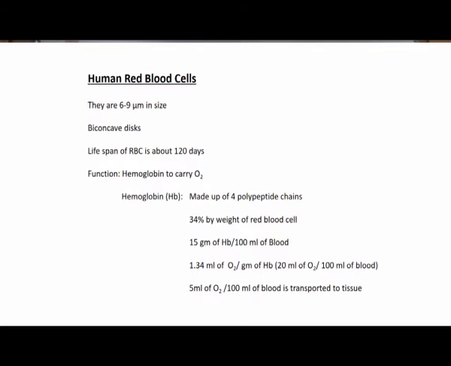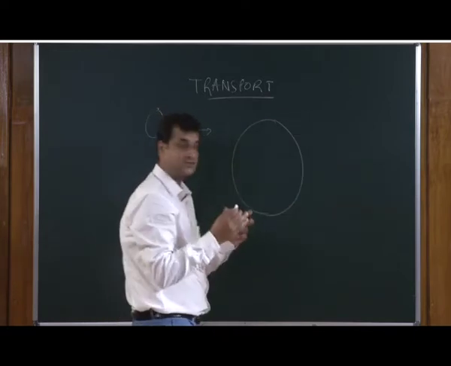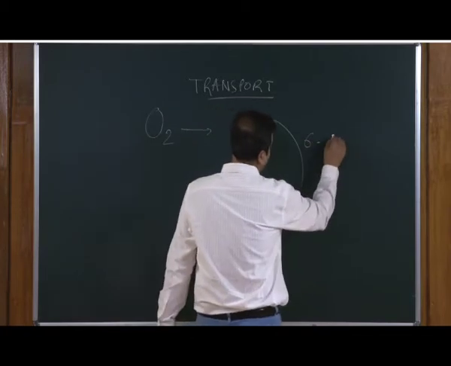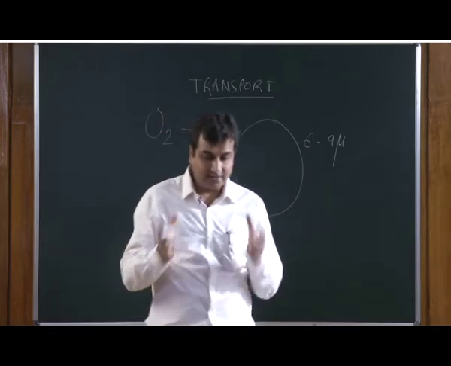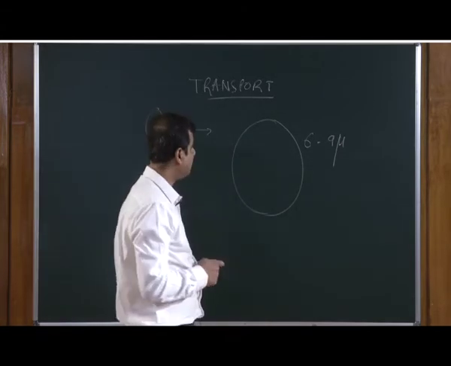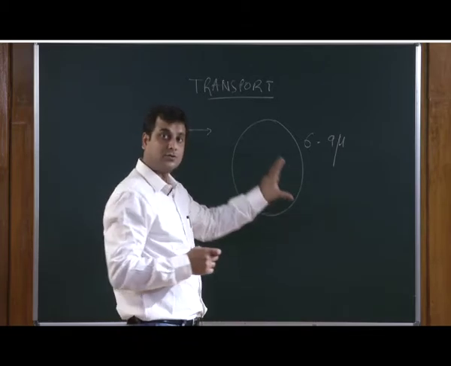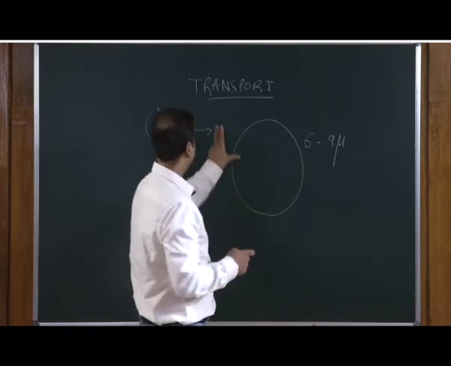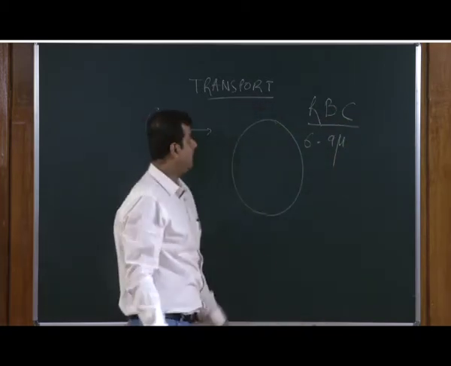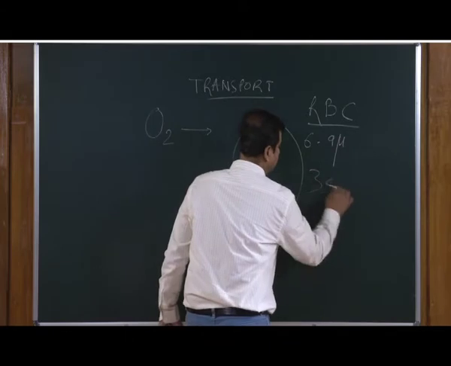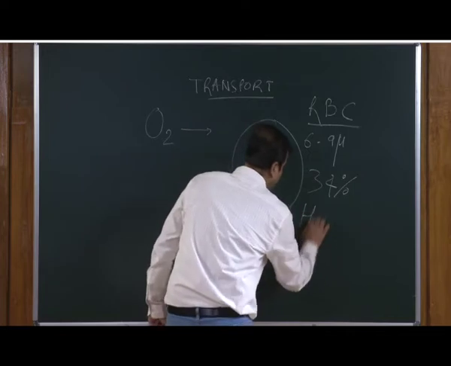This red blood cell is biconcave in nature, approximately 6 to 9 micron in diameter. So, 6 to 9 micron is the size of a human red blood cell. Approximately 34% of the total weight of this RBC, in short RBC, which is red blood cell, comprises hemoglobin.